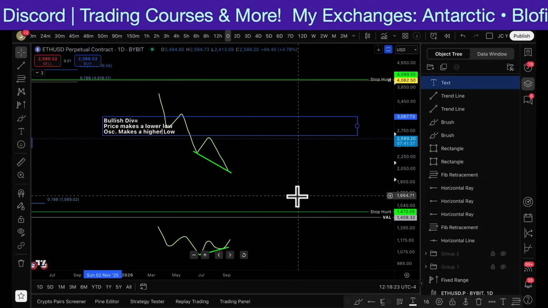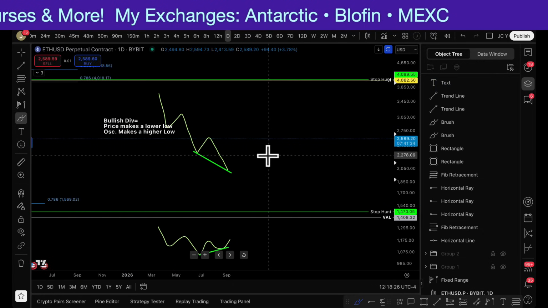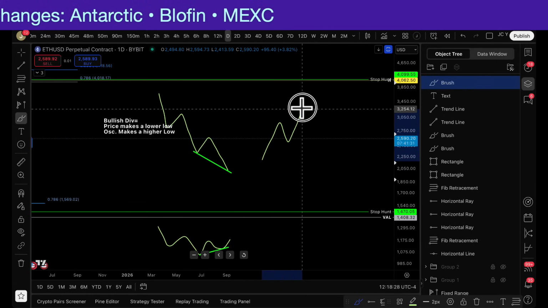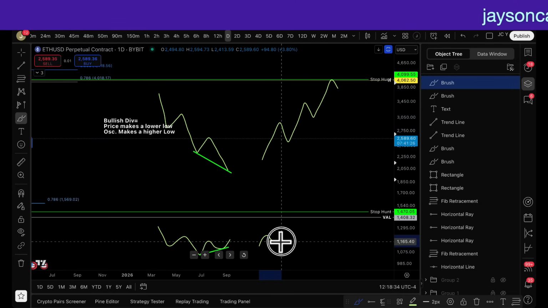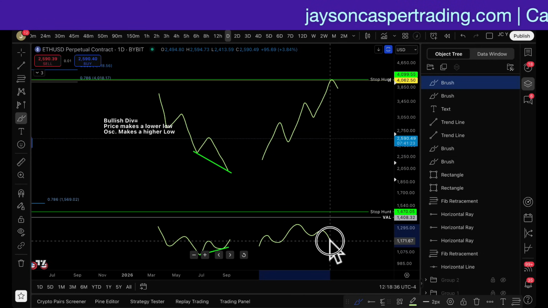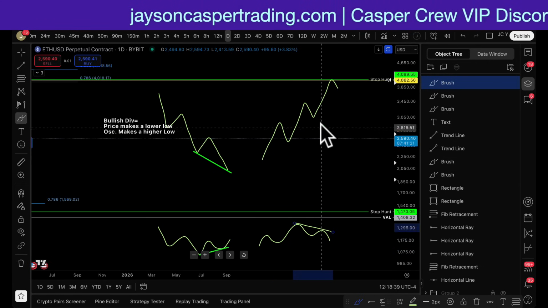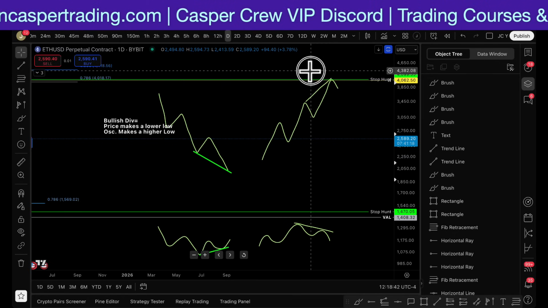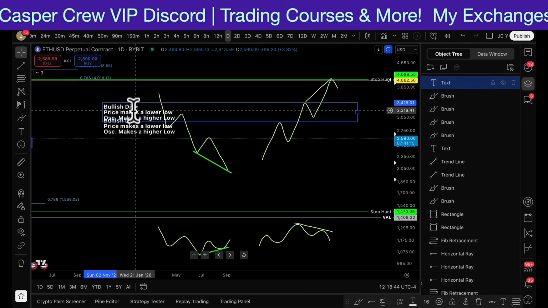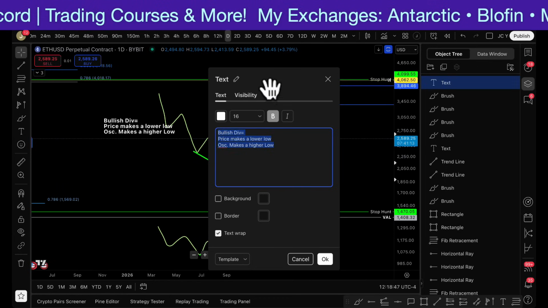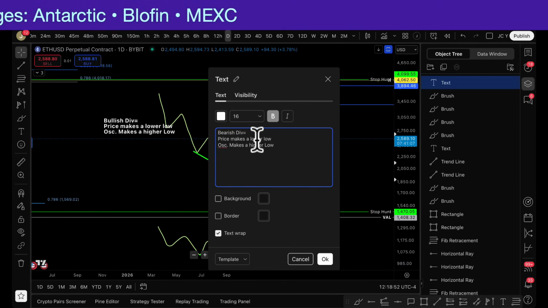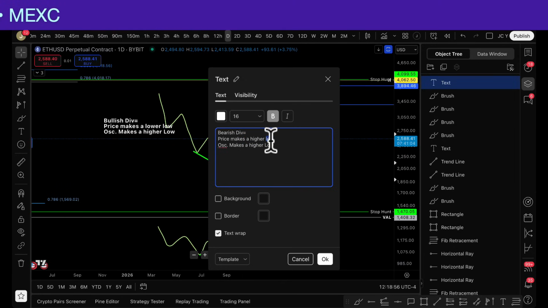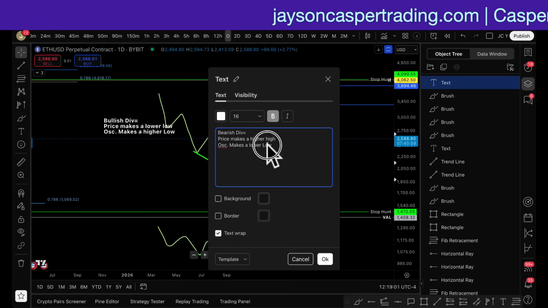All right, now what's a bearish divergence? A bearish divergence is where price is in an uptrend, making higher highs and higher lows like this, and then your oscillator is making higher highs, and then all of a sudden it makes a lower high. That is called a bearish divergence. All right, a bearish divergence is when price makes a higher high and the oscillator makes a lower high.